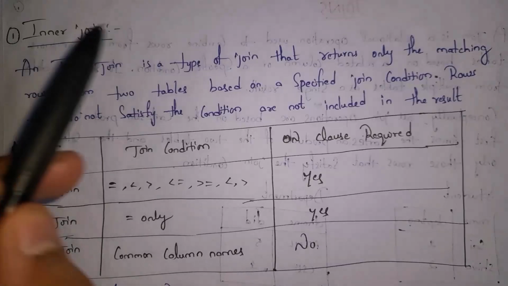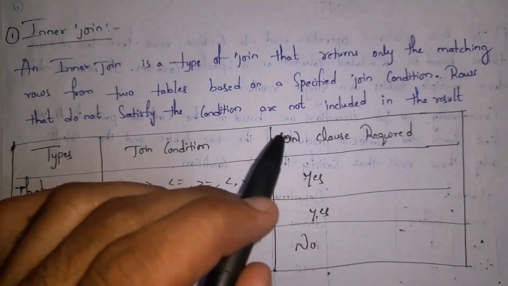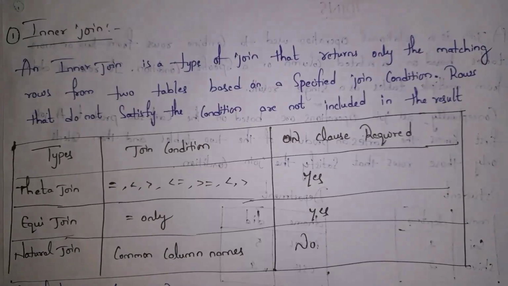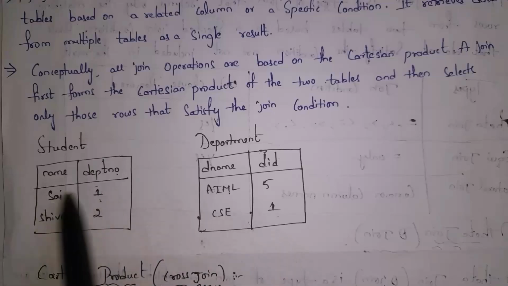An inner join is a type of join that returns only the matching rows from the two tables based on a specific join condition. Guys, I already explained this example. Condition is department number is equal to DID. As there is a match, this row and this row both are combined. This is an example of inner join.